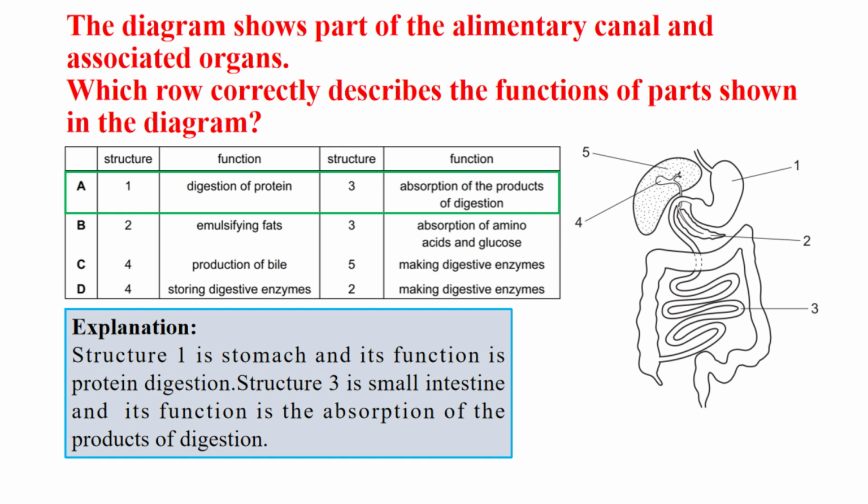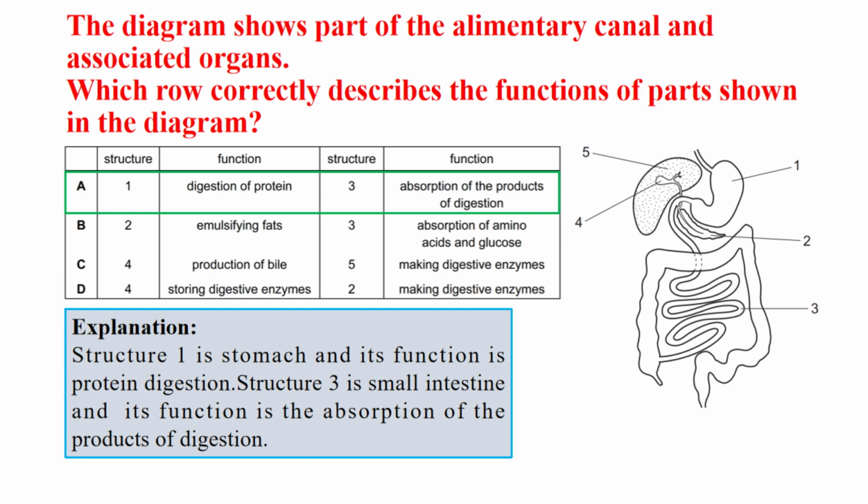Option C, Structure 4, production of bile, Structure 5, making digestive enzymes. This is incorrect because Structure 4, the bile duct, does not produce bile, it only transports it. Structure 5, the liver, produces bile, not digestive enzymes. Option D, Structure 4, storing digestive enzymes, Structure 2, making digestive enzymes. This is incorrect as Structure 4, the bile duct, does not store enzymes, it transports bile. Structure 2, the pancreas, does make digestive enzymes.